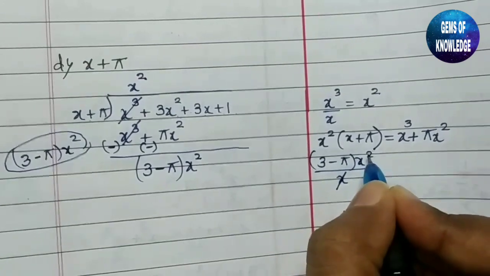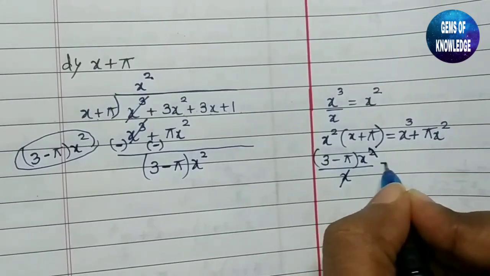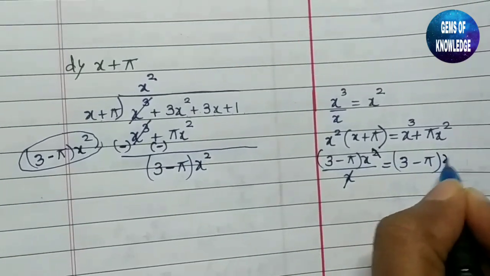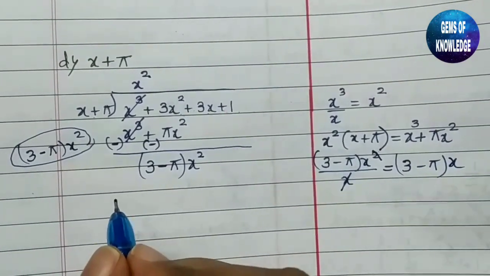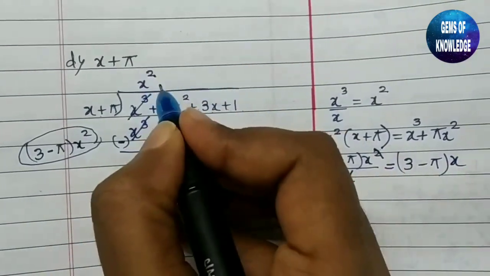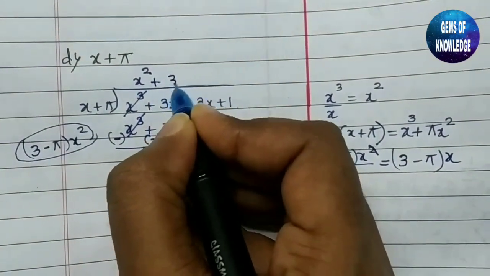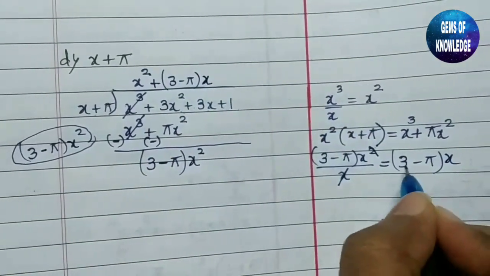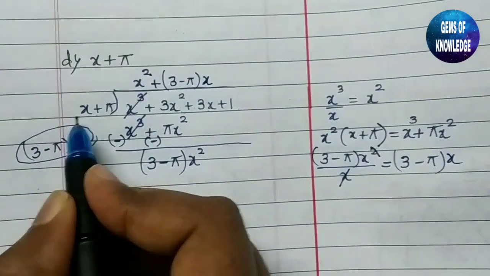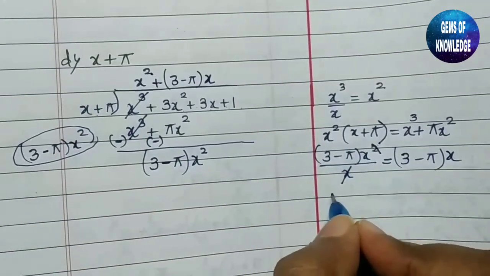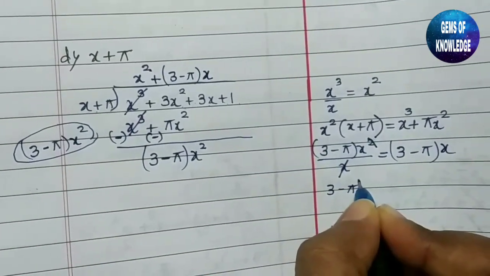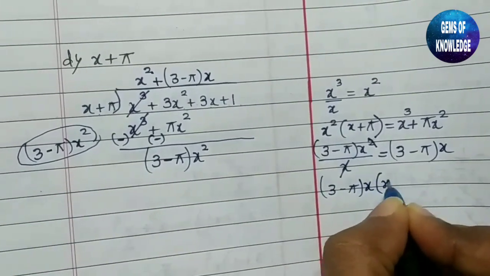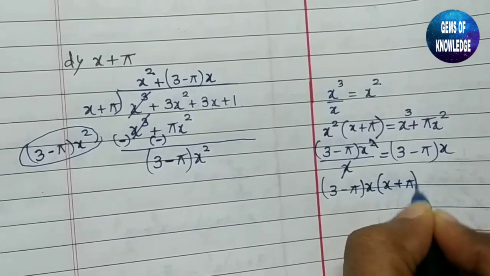So we are getting 3 minus pi x square, it must be divided by this x. So again x and this x will be cancelled. So what is remaining with us? 3 minus pi of x is remaining. Okay, so this value must be written here, plus 3 minus pi of x. Okay, and this whole term must be multiplied again. So we are getting 3 minus pi of x, it should be multiplied by again x plus pi.